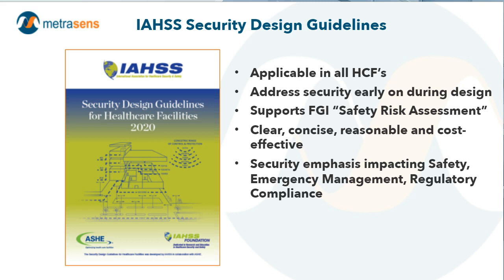Some states require the safety risk assessment as required by FGI. North Carolina is one state. I think Michigan's another one that just recently made it code that you have to follow the FGI guidelines for safety risk assessments. Of the safety risk assessment, I think there are 7 or 8 areas. Two of them are required, and that's security and infection control. So we hope the guidelines were developed to be clear, concise, reasonable, and cost-effective. The guidelines have a security emphasis that impacts safety, emergency management, and regulatory compliance.